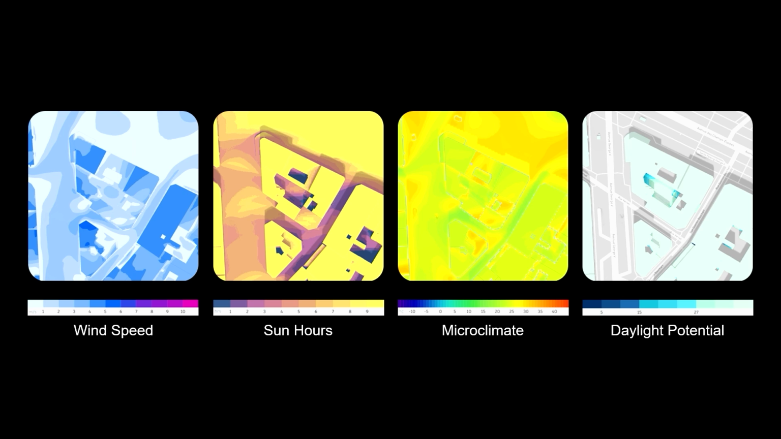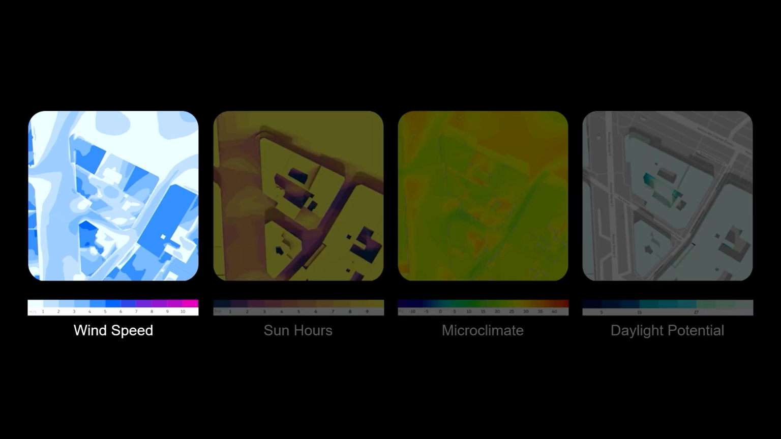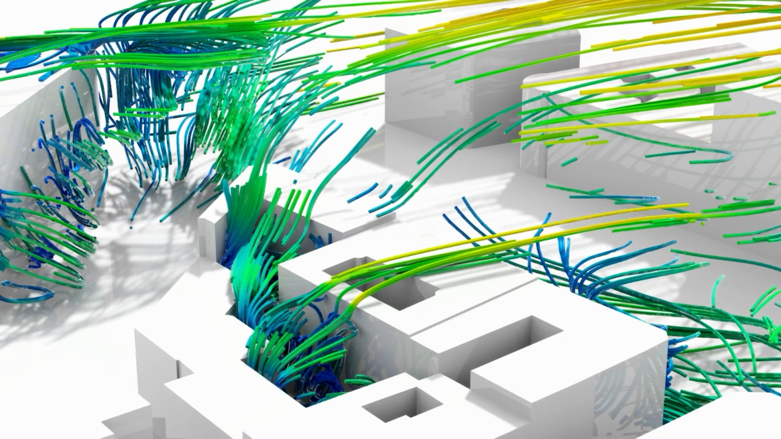First, I looked at the environmental conditions of the site: wind speed, sun hours, microclimate nuances, and daylight potential. And among all of them, wind showed the greatest potential for passive cooling, and that became the focus of this design response. I used SimScale to simulate wind conditions at a higher resolution. I then processed them in ParaView before bringing them into NVIDIA Omniverse. And so what you see here are those wind particle traces from that simulation.